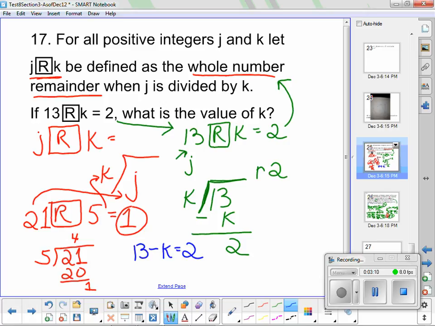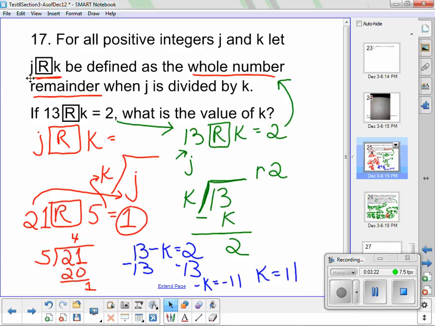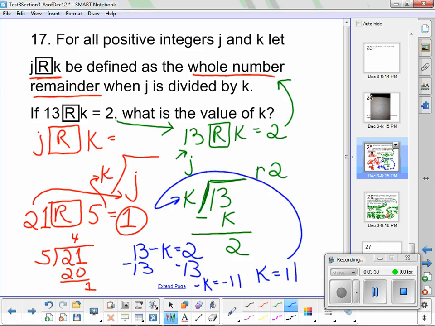We can figure out one option for what k equals and then just make sure that it makes sense. So from this, we know negative k equals negative 11. So k equals 11. And then the last step I would do is just to double check that this works when you plug in k as 11 here. So 11 divided into 13, does it give you remainder 2? Yes, it does. So then that's your answer.